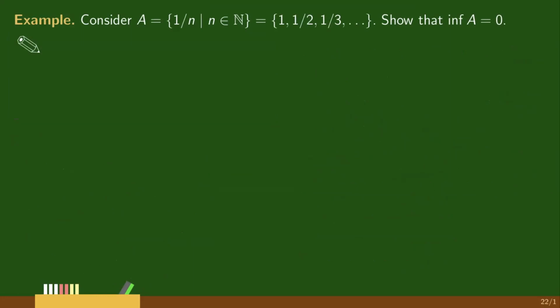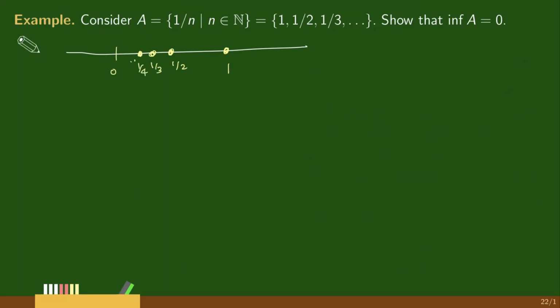Let's consider the reciprocals of the natural numbers. So we have 1, 1/2, 1/3, and so on, 1/4, and so on. Now, in reality, the way we think of A is as follows. This is 1. Let's say this is 0. This is 1/2. This is 1/3. That's how we think about it, no?